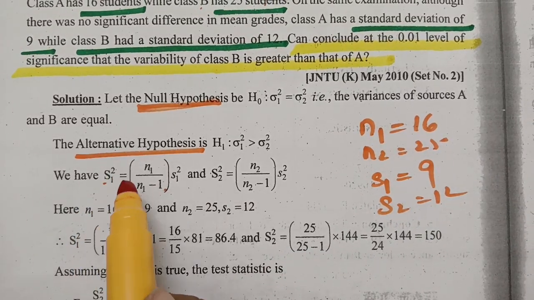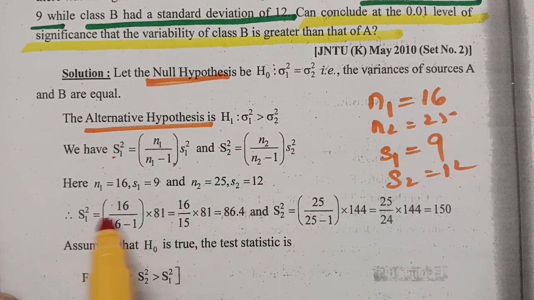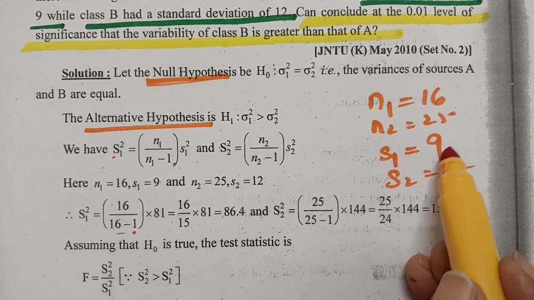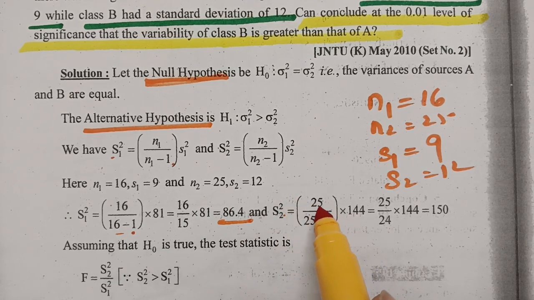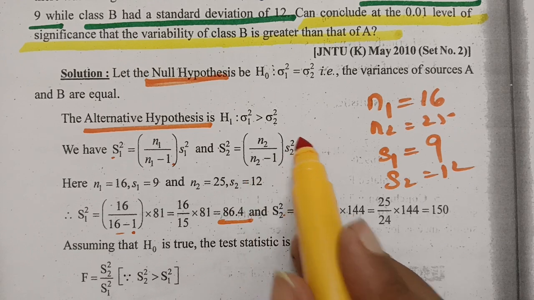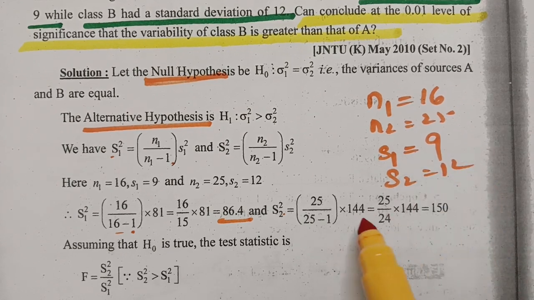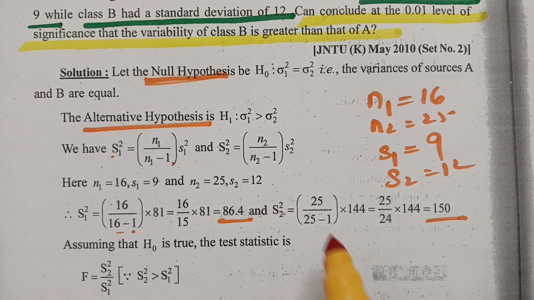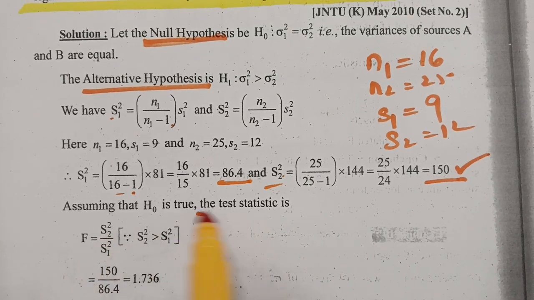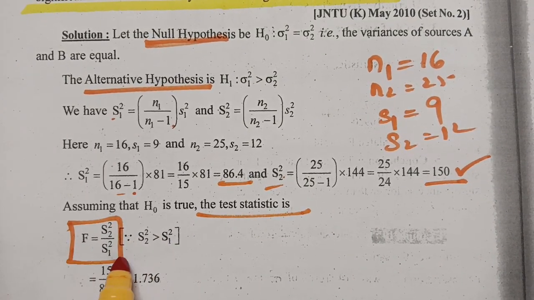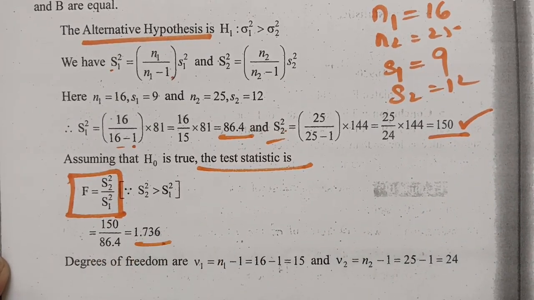So S1 square, that is the population variance estimate, is equal to N1 s1 square by N1 minus 1. If you substitute, that is 16 by 16 minus 1 into s1 square, that is 9 square, 81. The value here is 86.4. For S2 square, the formula is N2 by N2 minus 1 into s2 square. What is N2 here? 25 by 25 minus 1 into s2 square, which is 12 square, that is 144. The value here is 150. Among these two, which is greater? S2 is greater, and therefore the test statistic F is equal to S2 square by S1 square, 150 by 86.4, and the value here is 1.736.